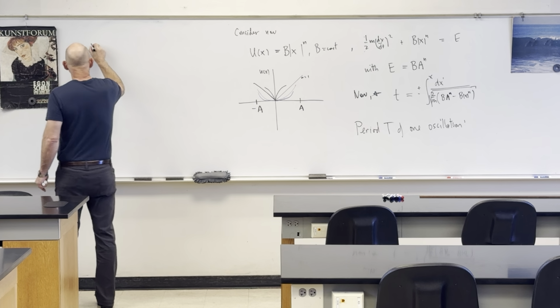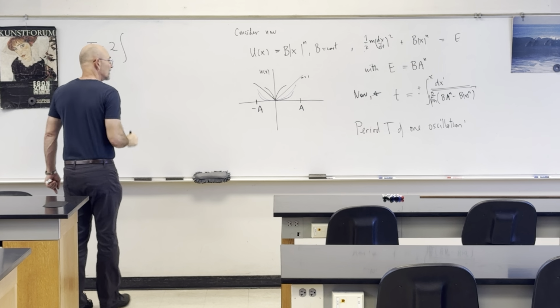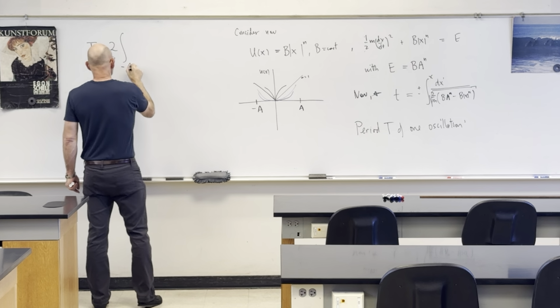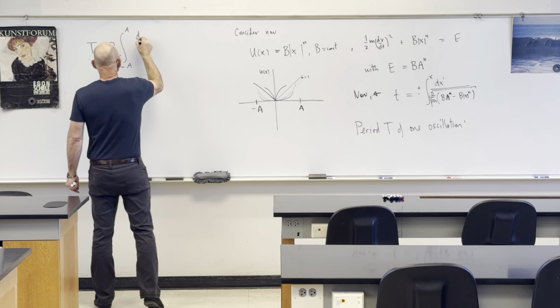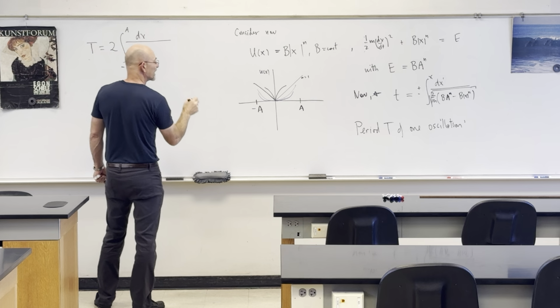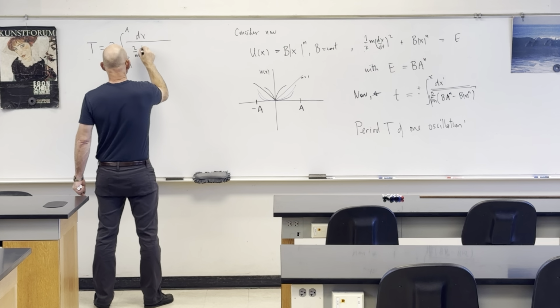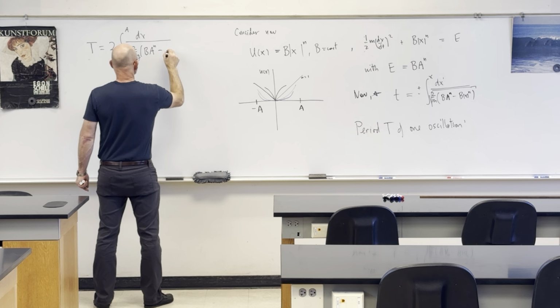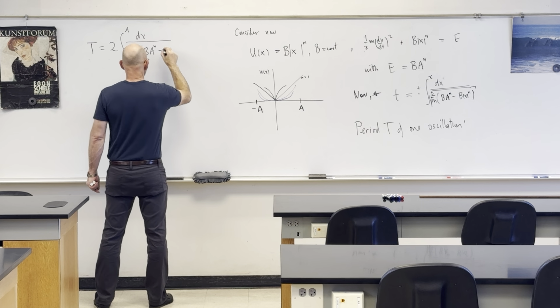So let's go ahead and start. We have T equals 2 of these, minus a to a, dx. We don't have to declare an integration variable anymore, except for one. b, a to the n minus x to the n, dx.